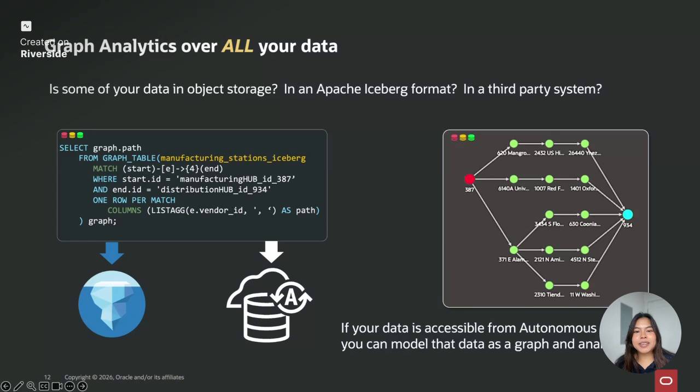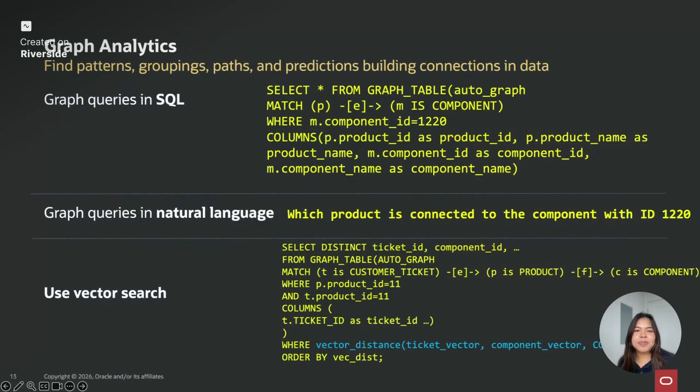So if you're able to access your data in the Autonomous database or in the Oracle database, you're able to model your data as a graph and take advantage of analyzing that data as a graph. And in here we have an example of how those queries look. So in this case, we have our graph query in SQL, and it's very similar to the SQL structure that we all know. But we have a couple of clauses that are focused on graphs.